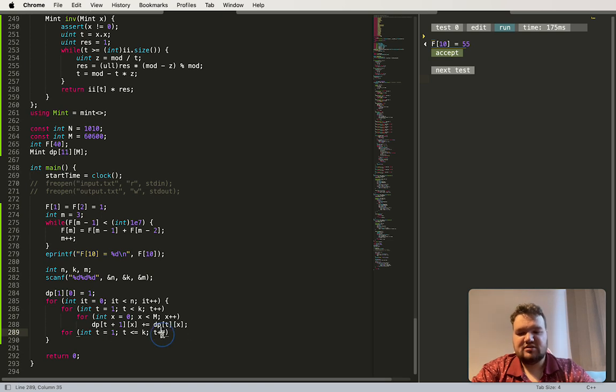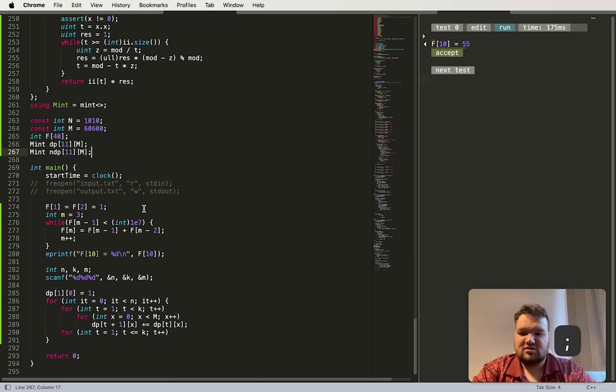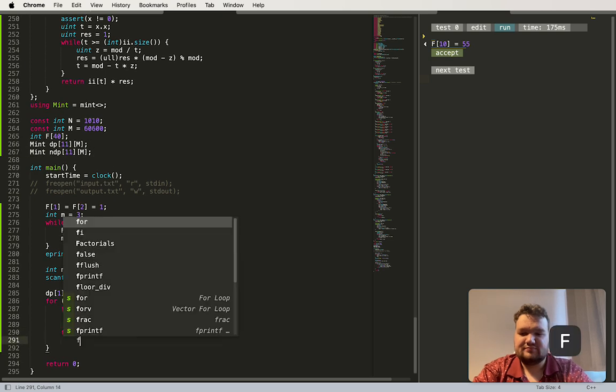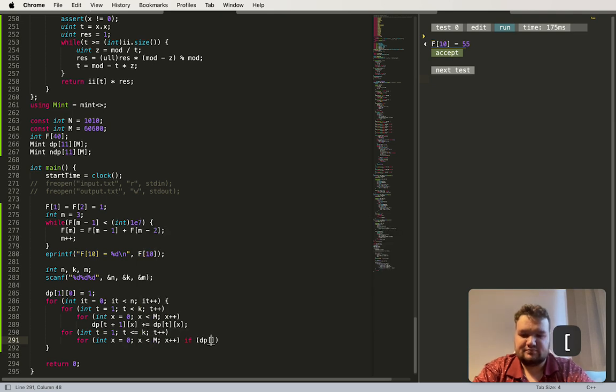And now if we are still staying in position t, and our current number is x, then we need to move from x to x plus Fibonacci of t. I guess I will need NDP. Or I can just say x plus f of t to n.